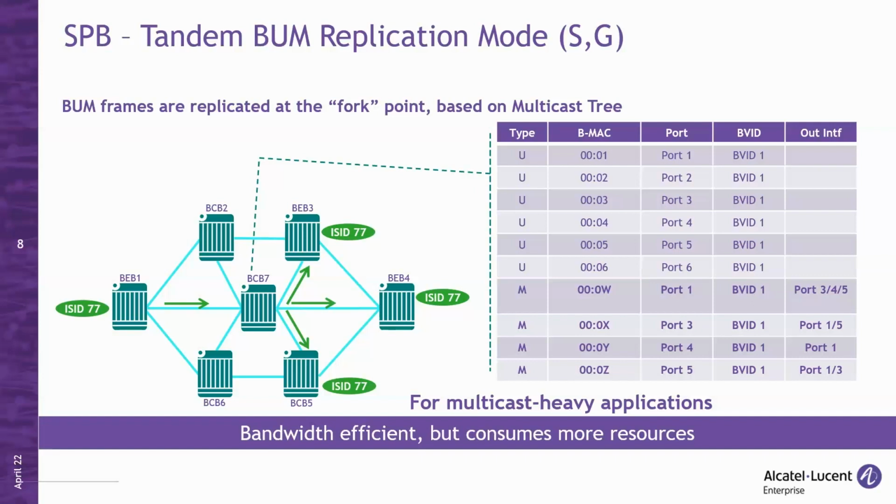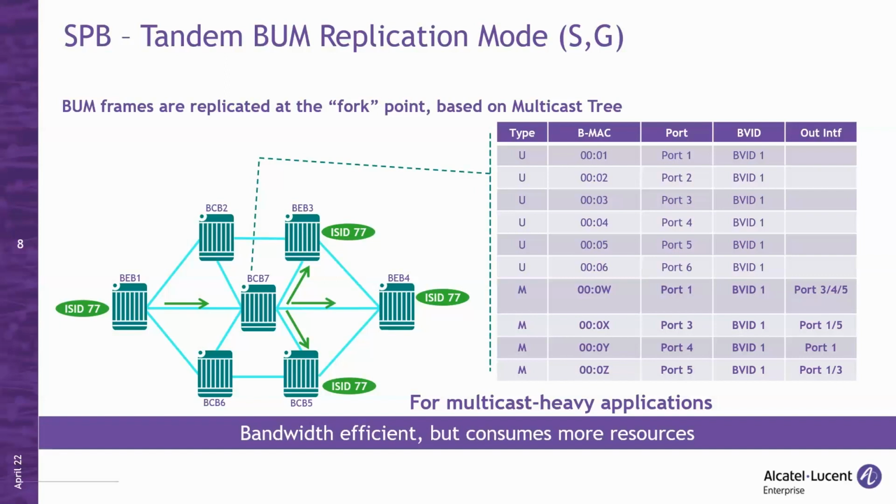To wrap up these two replication modes, as a general guideline, hidden replication, which is the default, is a good choice for most traffic types, except for multicast heavy applications such as IPTV. For those services, tandem replication can be a better choice. The choice of hidden versus tandem replication is made on a per service basis, which means you can keep the hidden BUM replication mode for most services and only enable tandem replication for those services that need it.